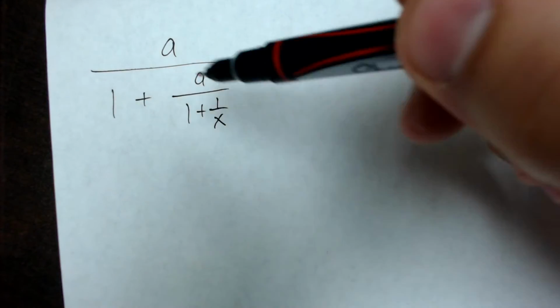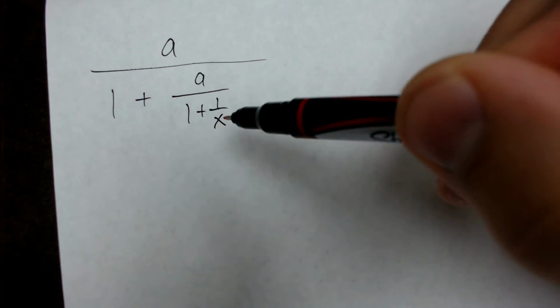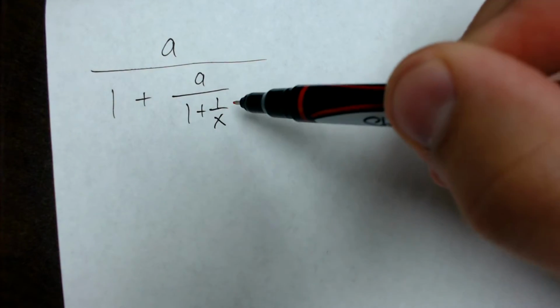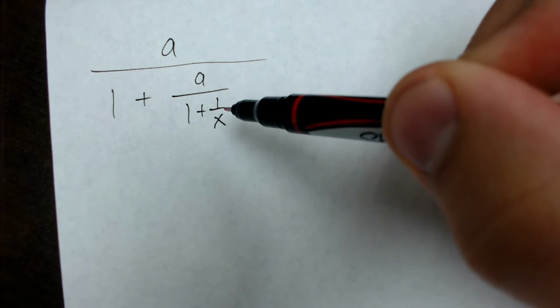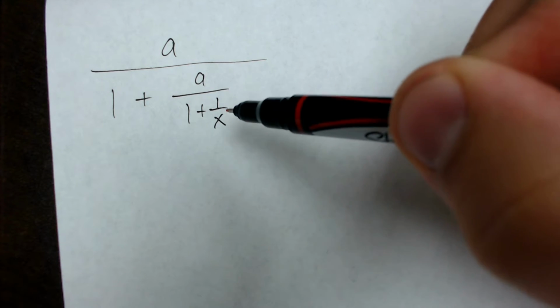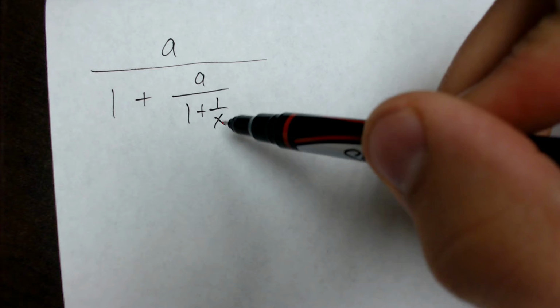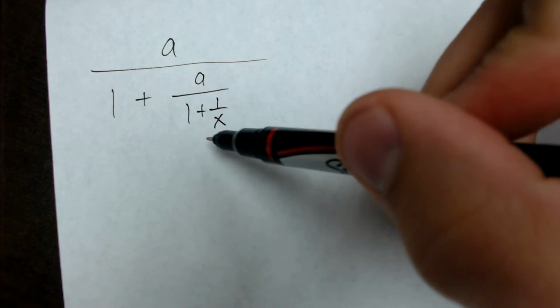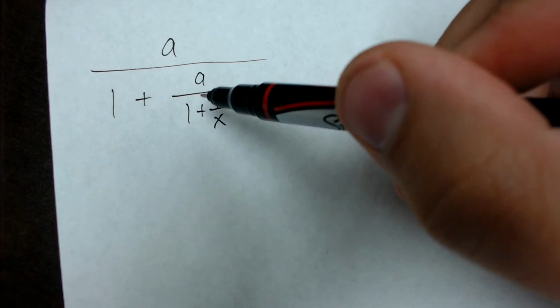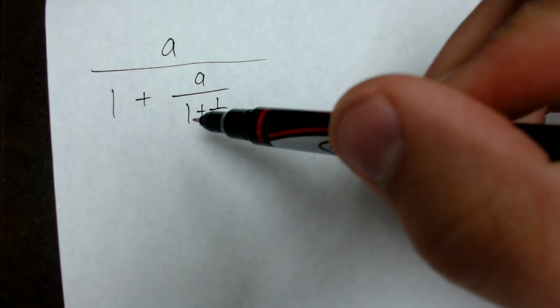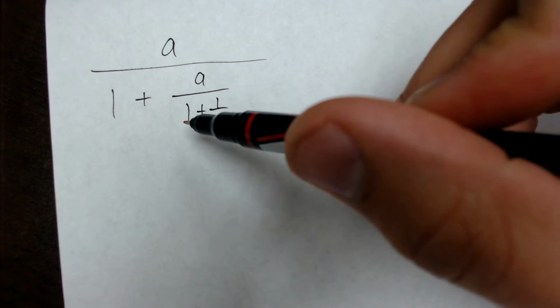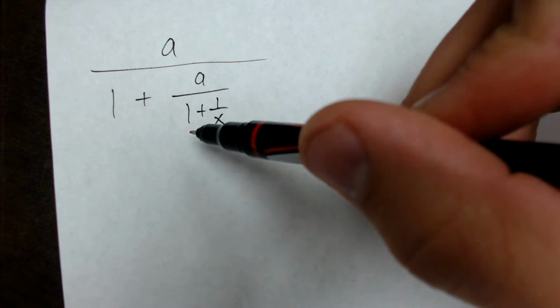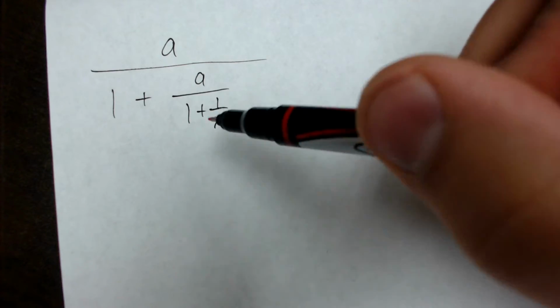If you remember from our multi-layer fractions, we always want to look at the smallest one. So we want to work from the smallest one up to the biggest one. So we're going to focus in right here on 1 over x. Now, if you look at 1 over x, it is the part of a denominator to this bigger fraction, a over 1 plus 1 over x. And we can't simplify this if this denominator is a polynomial or it has two terms. So we have to add these.